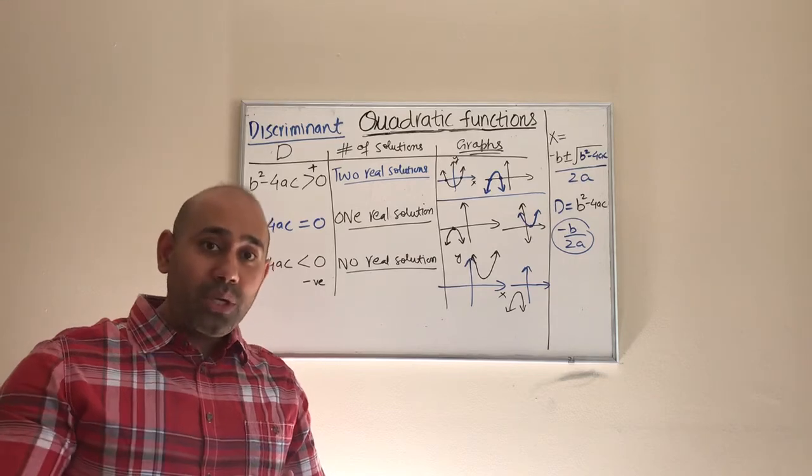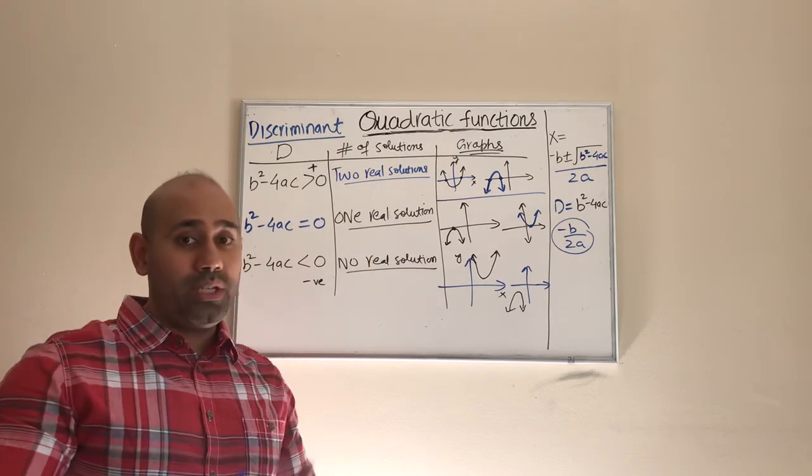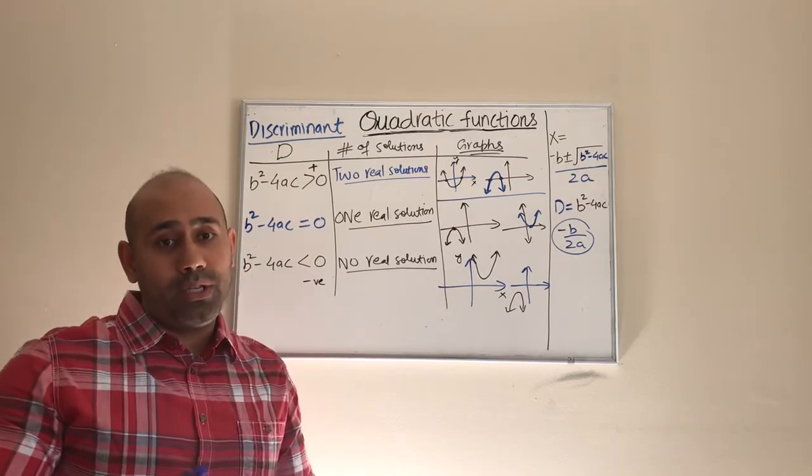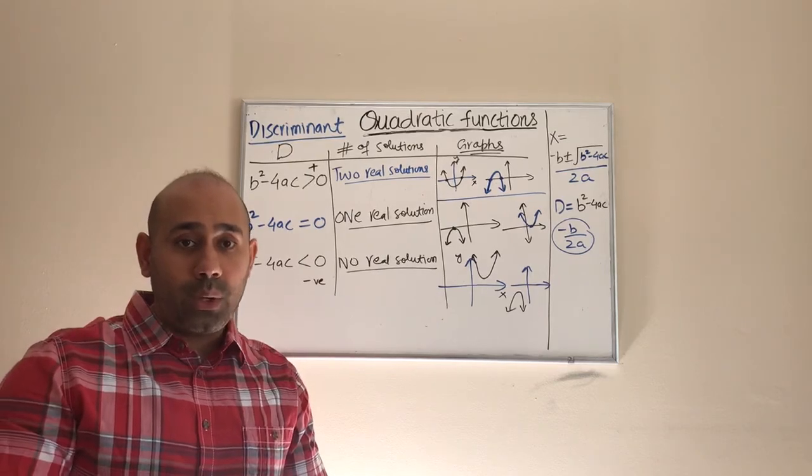Okay, so in the next video, I'm going to actually take up an example, and we're going to look at how we can use the discriminant to answer how many solutions one can find for a particular quadratic function. Okay, thank you.